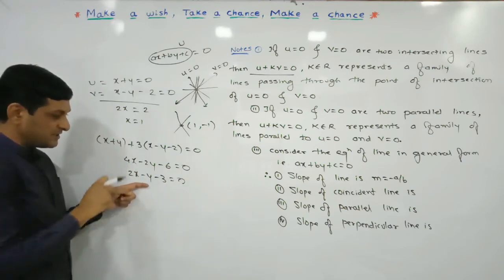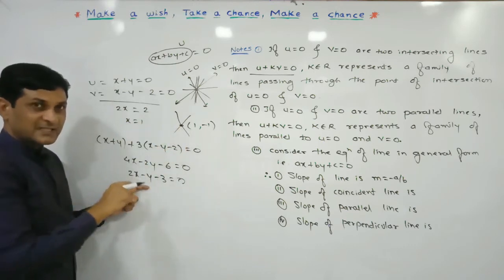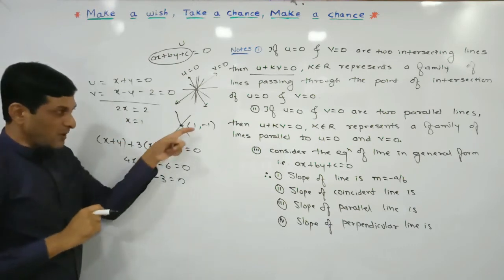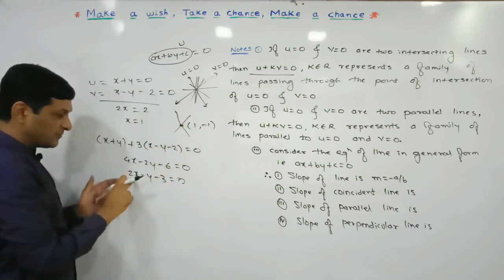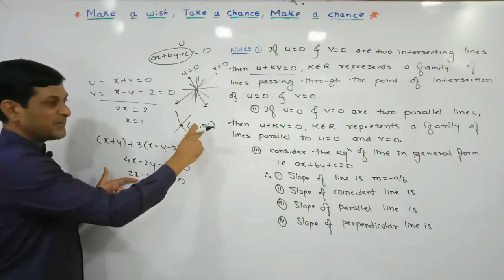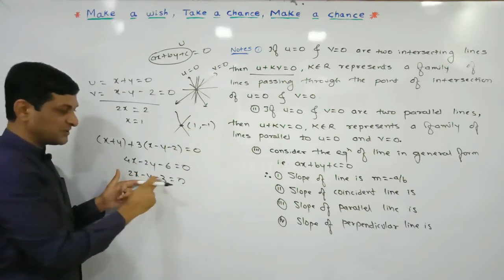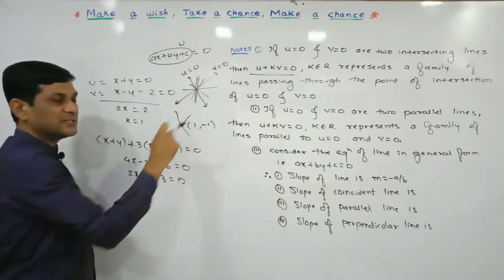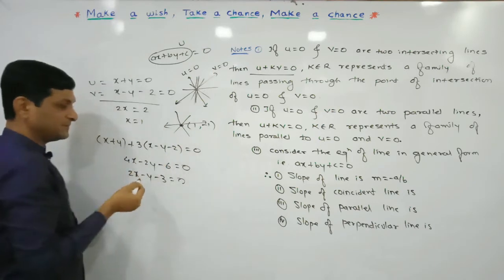Now check whether this new line also passes through this point or not. When can we say that it passes through this point? If the coordinates of this point satisfy this equation. Replace x by 1, so here we will get 2 into 1 is 2, replace y by minus 1, minus and minus will become plus 1, 2 plus 1 is 3, 3 minus 3 is 0. Means yes, this point satisfies this equation, means this line passes through what?